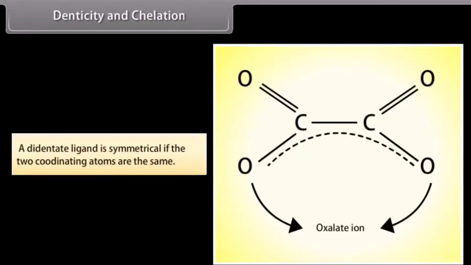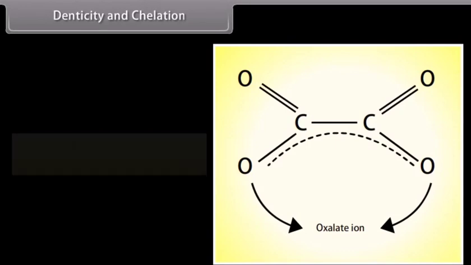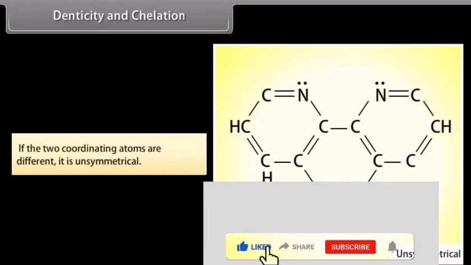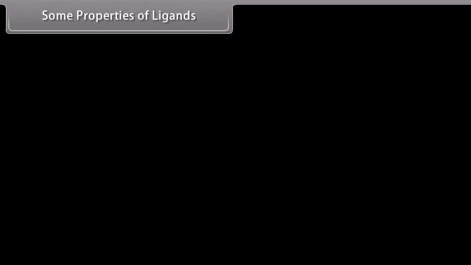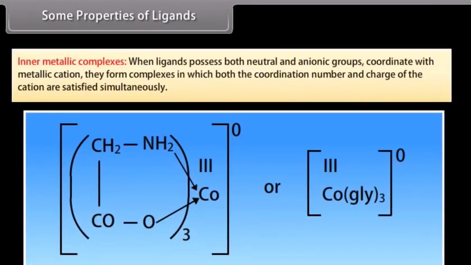A didentate ligand is symmetrical if the two coordinating atoms are the same. If the two coordinating atoms are different, it is unsymmetrical. Some properties of ligands. Inner metallic complexes. When ligands possess both neutral and anionic groups, coordinate with metallic cation, they form complexes in which both the coordination number and charge of the cation are satisfied simultaneously.